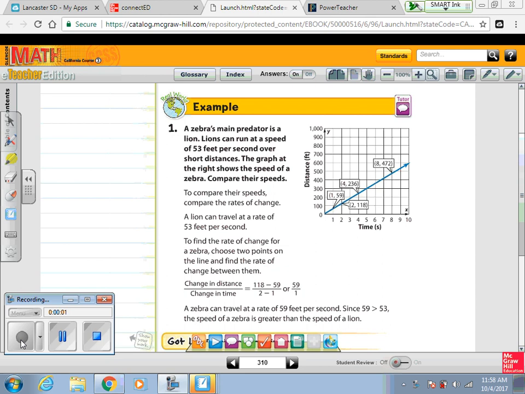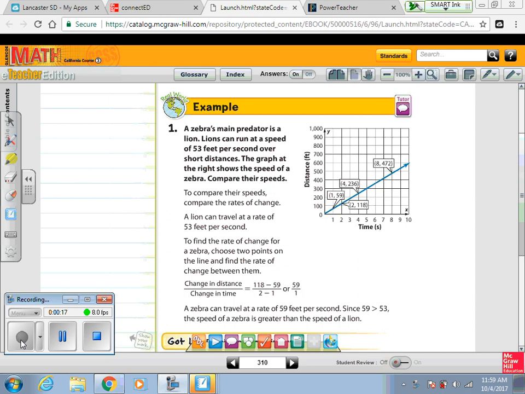So we're talking about functions and how you can compare functions between words and graphs, charts and graphs. There are different ways that you can compare the rates of change of functions.